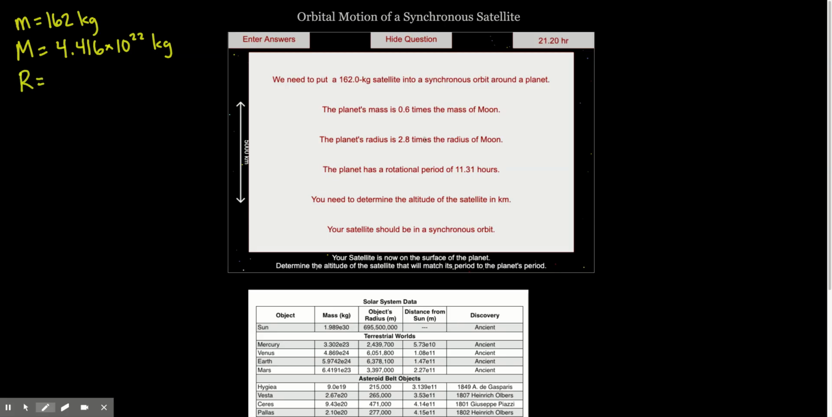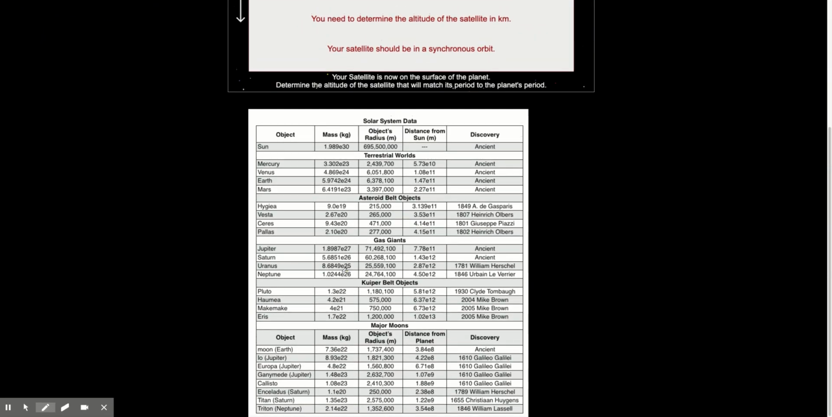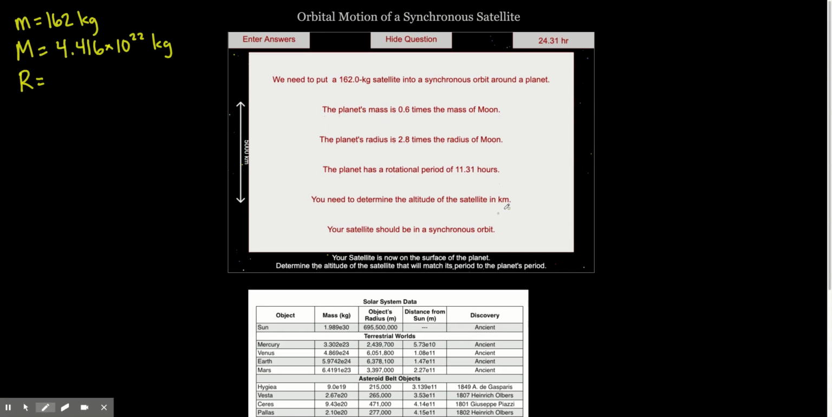All right. And the radius of the planet is 2.8 times the radius of the moon. So let's go down to the moon here and look up the radius of the moon. The radius of the moon is 1,737,400 meters. 2.8 times that gives me the radius of the planet. So that's going to be 4,864,720 meters.